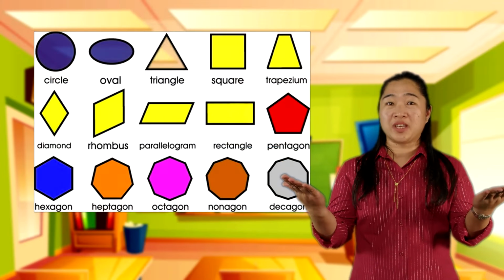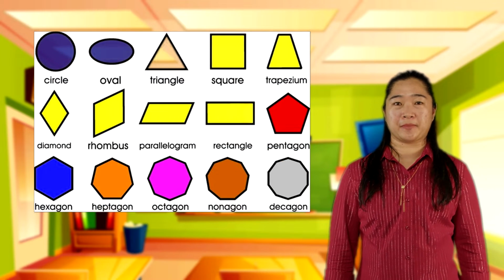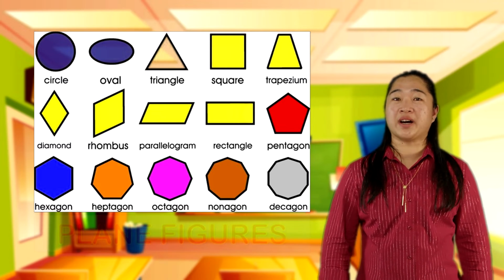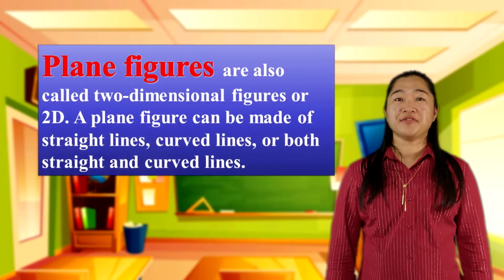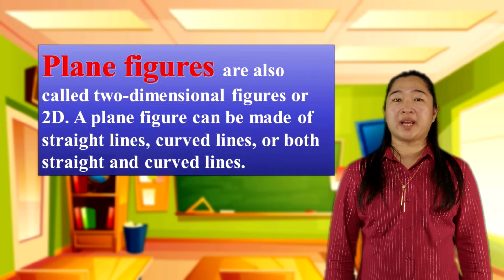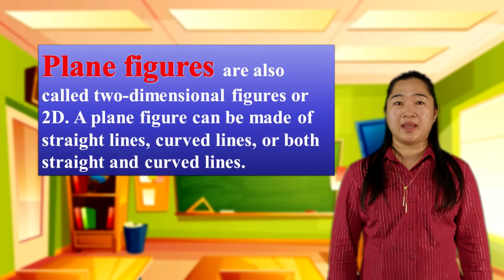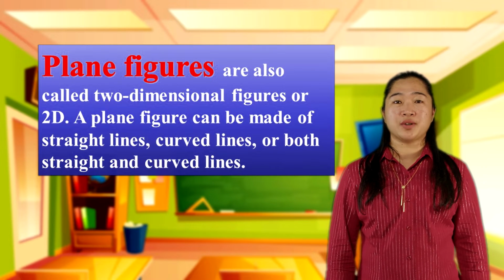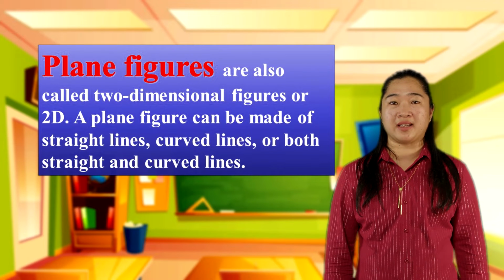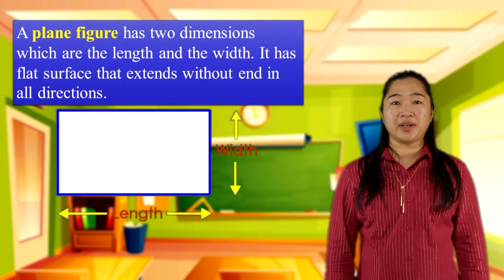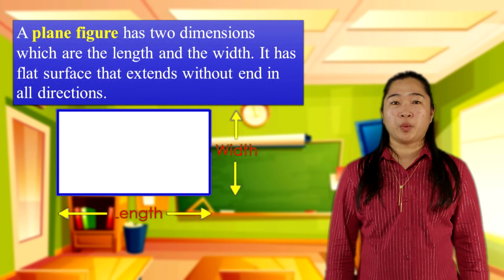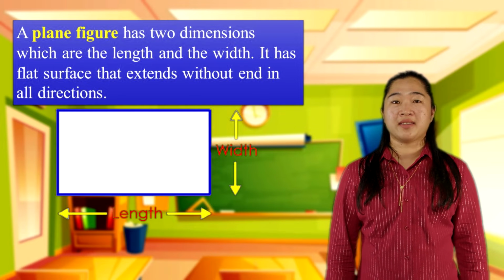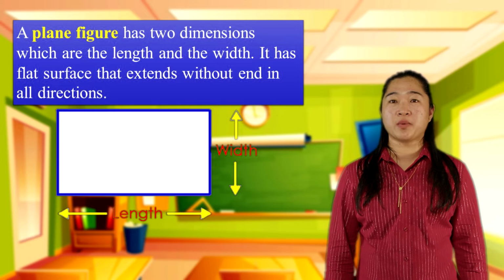What do we call these figures? Brilliant! These figures are called plane figures. Plane figures are also called two-dimensional figures or 2D. A plane figure can be made of straight lines, curved lines, or both straight and curved lines. A plane figure has 2 dimensions, which are the length and the width. It has a flat surface that extends without end in all directions.